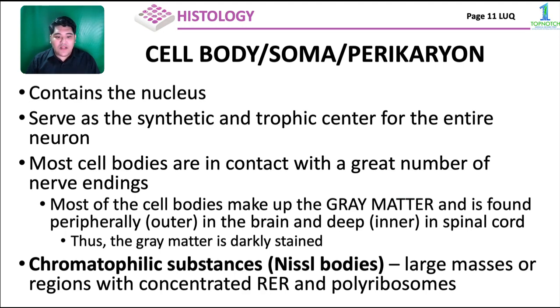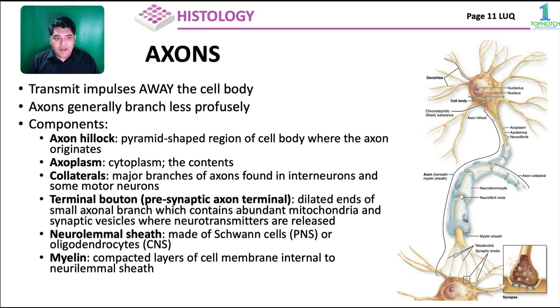These are your chromatophilic substances. These are large masses or regions with concentrated RER and polyribosomes in your cell body. Basophilic bodies, saan makikita? Cell body or in the neurons. Now we have our axons. Your axons transmit impulses away from the cell body and they generally branch less profusely.